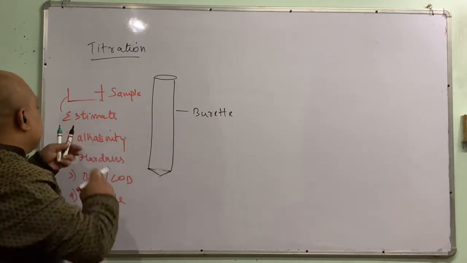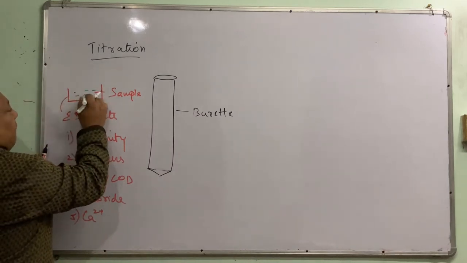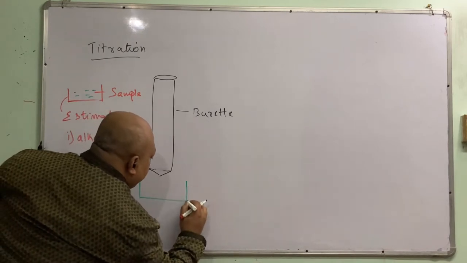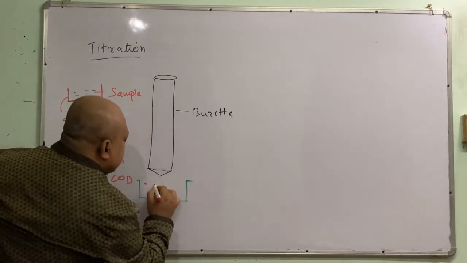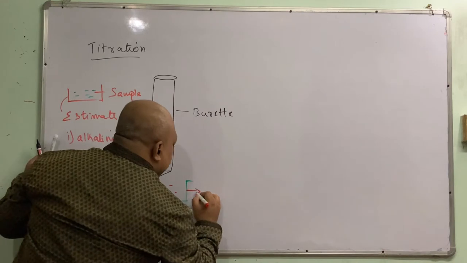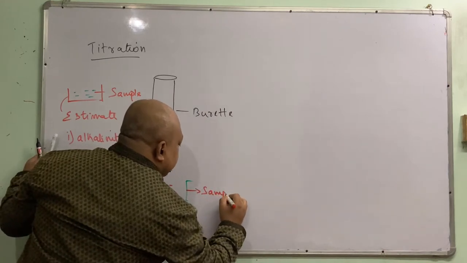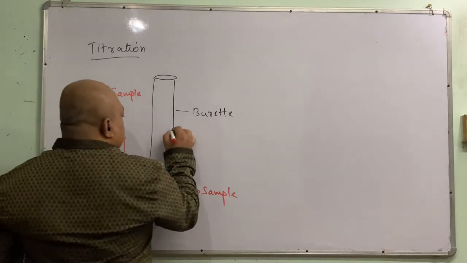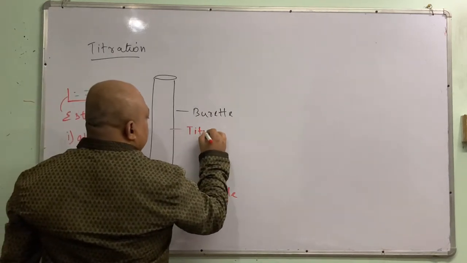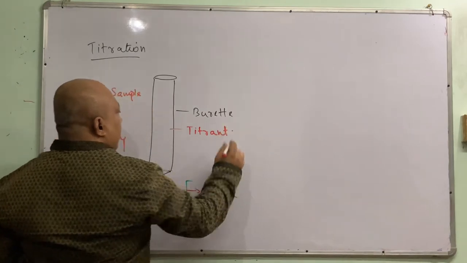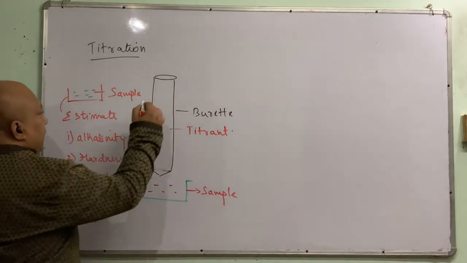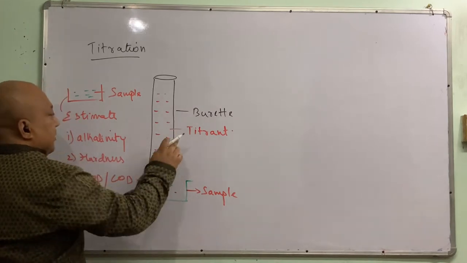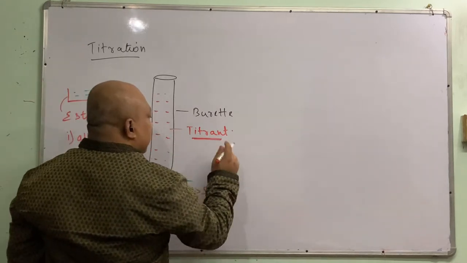So this is the sample you want to estimate, and this is your burette. The first thing you will do is bring the sample over here. I am teaching you the basic fundamental first. What the burette contains is called the titrant, and it is filled completely with titrant.